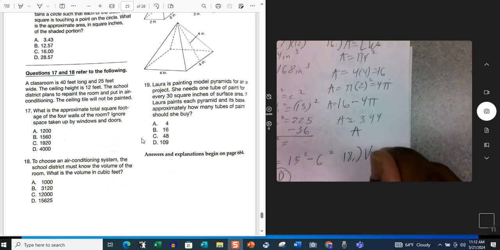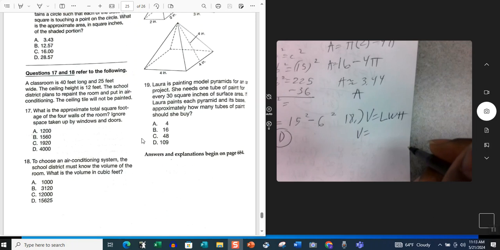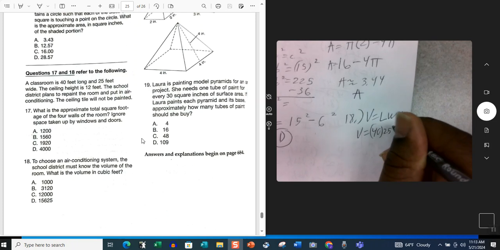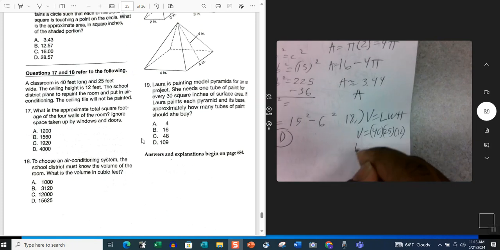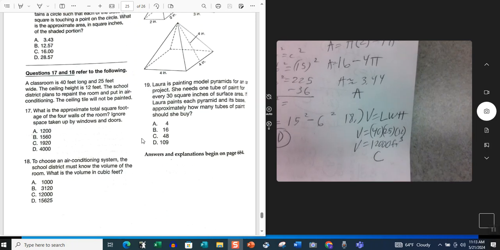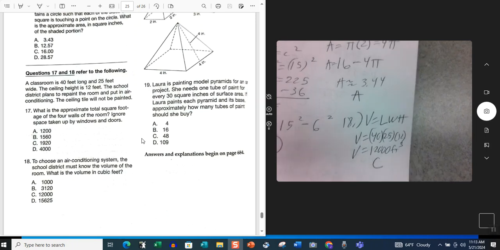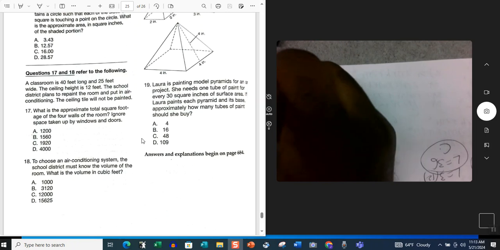So basically you're doing the volume here for 18, which is length times width times height, because we know rooms are in a rectangular prism. So the volume is equal to 40 for the length, 25 for the width, and then the height is 12. Now when we multiply all that together, that will give us 12,000 cubic feet, and that will give us C. So that took care of problem 18. Now, we're going to go to problem 19.